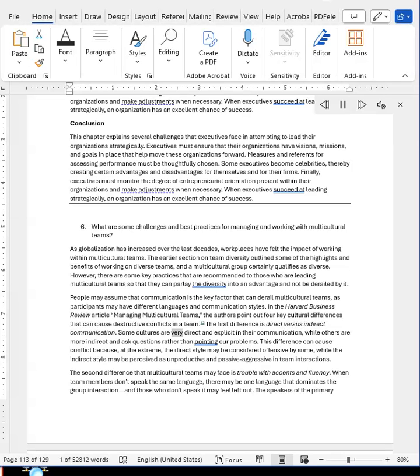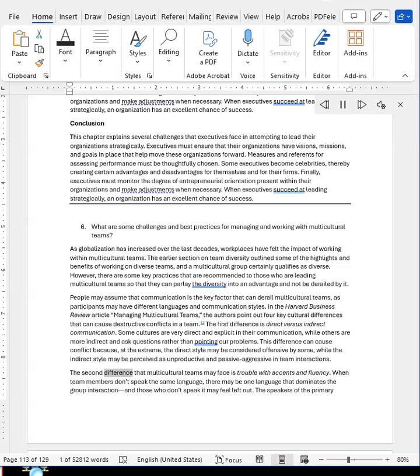Some cultures are very direct and explicit in their communication, while others are more indirect and ask questions rather than pointing out problems. This difference can cause conflict because, at the extreme, the direct style may be considered offensive by some, while the indirect style may be perceived as unproductive and passive-aggressive in team interactions.